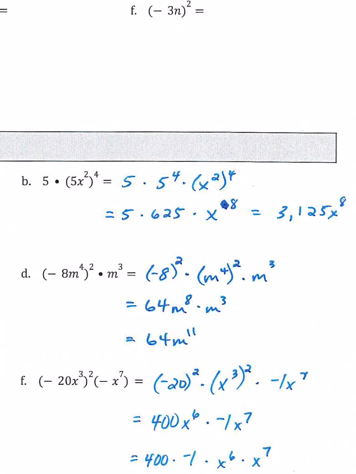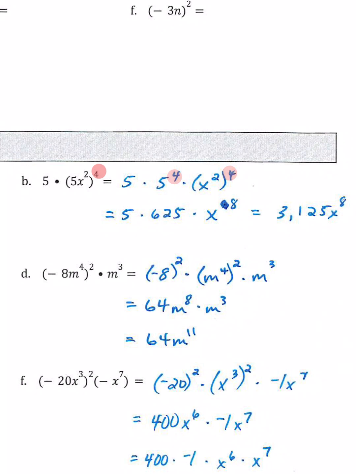Let's look at example B. We want to start by taking this 4 that's on the outside of the parentheses, the exponent, and we can share it with the big 5 on the inside, and we can share it with x squared. So that's what I did first.